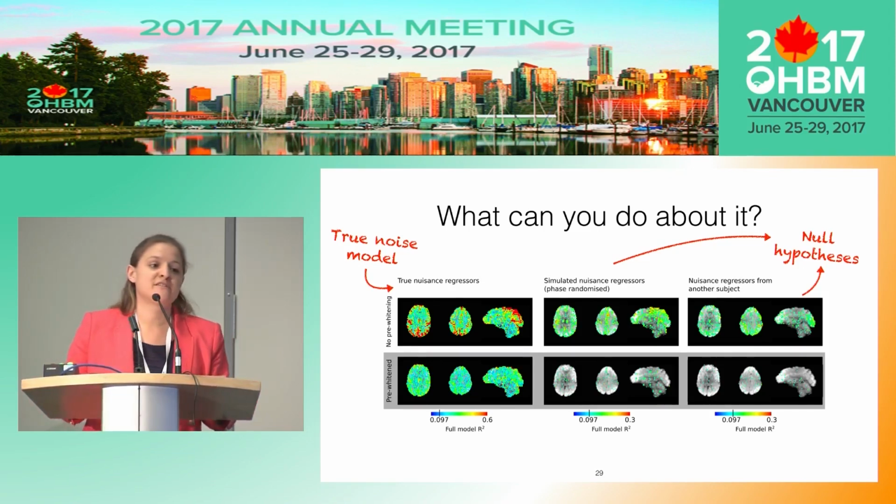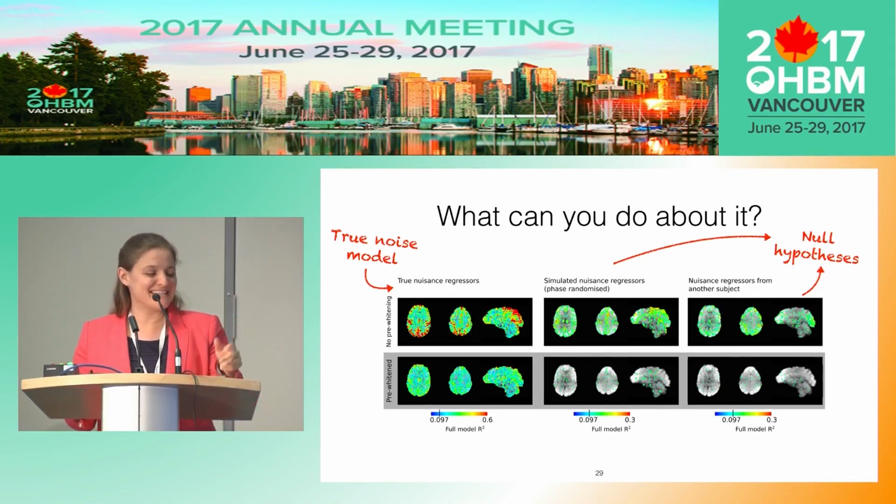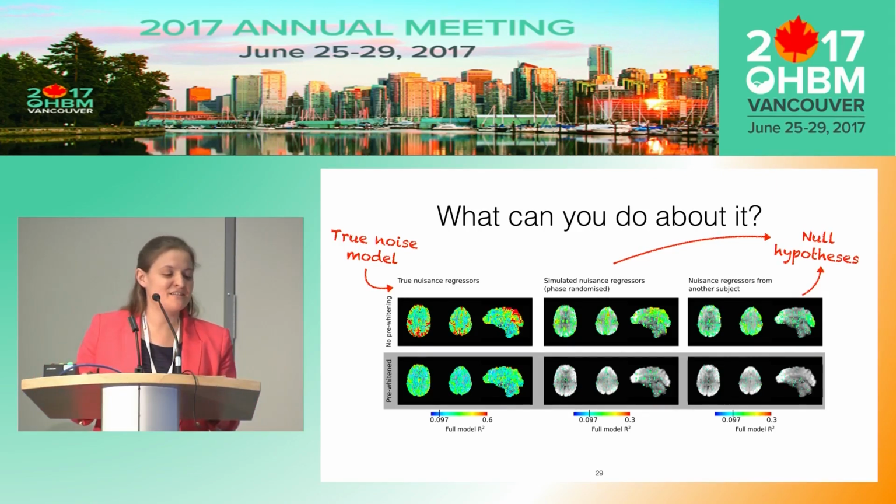All of these null hypothesis noise models shouldn't be fitting very much variance at all. It doesn't have anything to do with the data. But because our model is not complete, even these null hypothesis noise models are fitting substantial amounts of our data. So you can see, in the top center with simulated nuisance regressors and the ones from another subject on the top row, that's without pre-whitening. And you are fitting significant variance throughout the brain. And that's not a good sign.